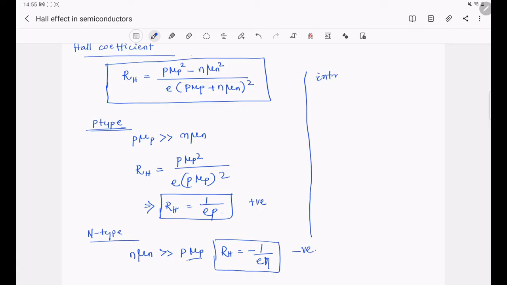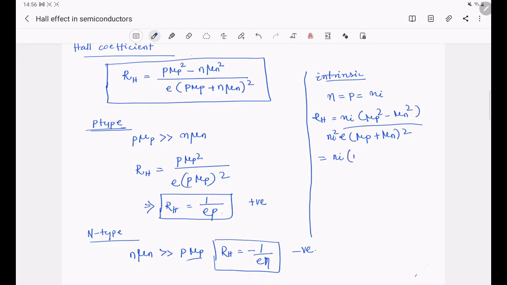Now, let us see what the Hall coefficient is for an intrinsic semiconductor. For an intrinsic semiconductor, the number of electrons is equal to the number of holes, that is equal to ni. Let us find out what RH will be. It will be equal to ni into mu p square minus mu n square divided by e into, I can take ni square outside because it is a common term, mu p plus mu n whole square. The term in the numerator will be mu p plus mu n into mu p minus mu n, divided by mu p plus mu n whole square into e into ni square. This term will get cancelled from both numerator and denominator.